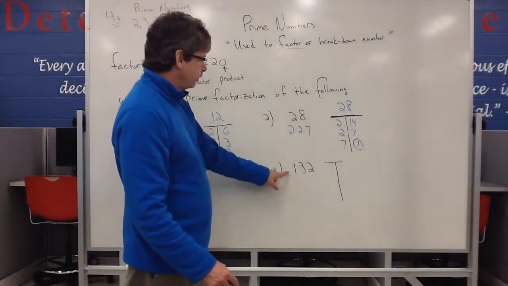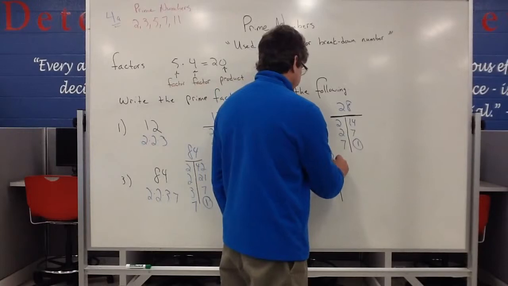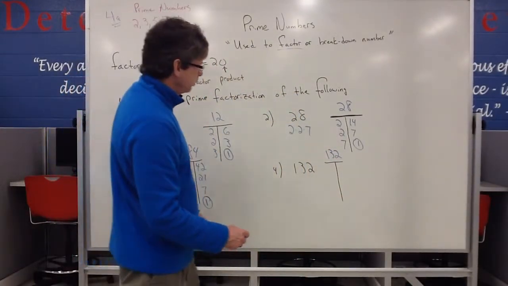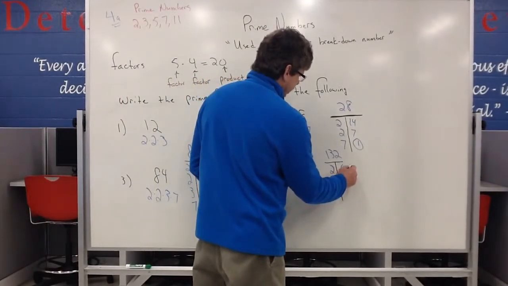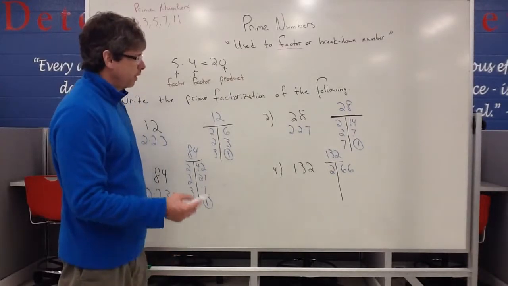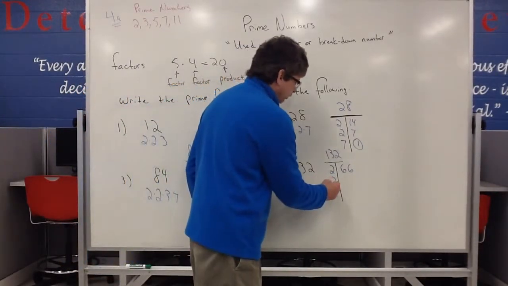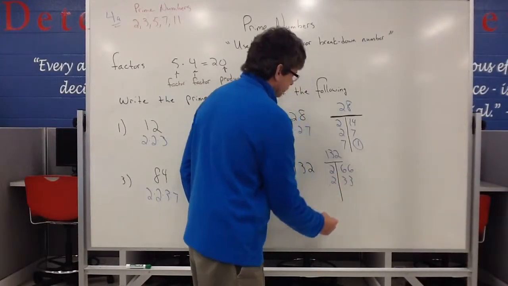Let's look at this 132. So again, I'll write the 132 over here. And again, I'll start with that 2. Well, does 2 go into 132? Well, yeah. 2 will go into 132. I believe that's 66 times. 132 divided by 2, 66 times. Yeah, that makes sense. I can stick with that 2 because 66 is even. 2 goes into 66 33 times.